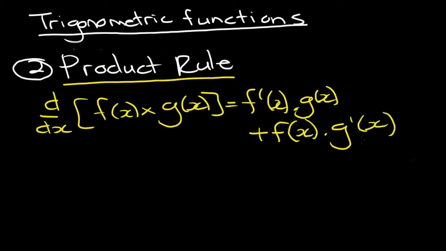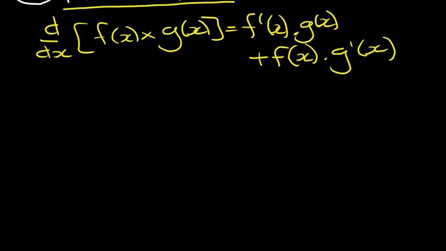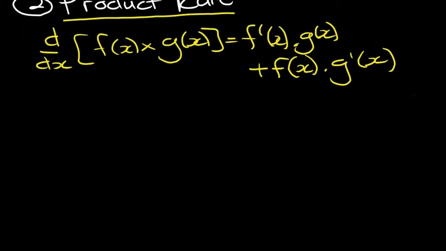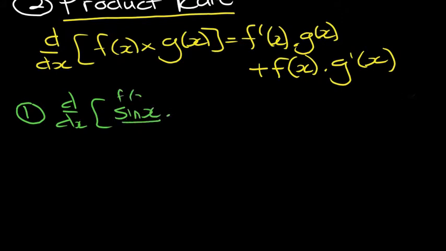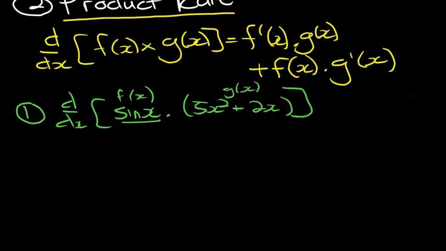This is the product rule, and again, it's difficult to imagine it, so let us do a couple of examples to see how we will apply this product rule to trig functions. The first example is if you differentiate with respect to x, sine x, and that's the f(x), the first function, and then you have 5x squared plus 2x, so that's the g(x).